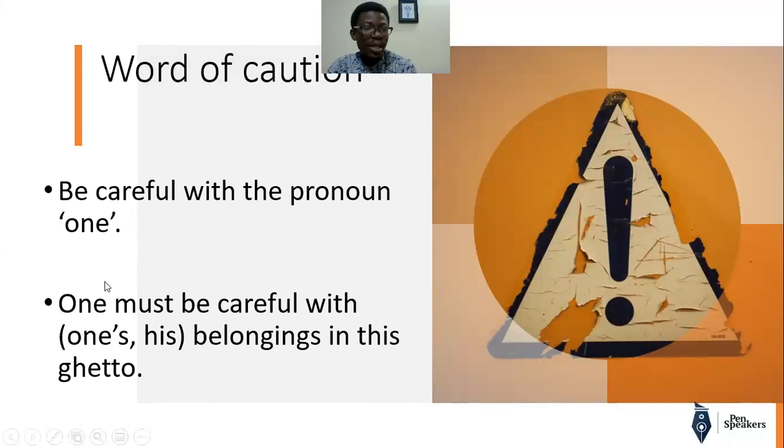It says, one must be careful with dash belongings in this ghetto. You don't say, one must be careful with his belongings in this ghetto. Rather, you say, one must be careful with one's belongings in this ghetto. So that's a simple rule. When you have one, even if it's a room full of only one gender, in this example, we have only male, you simply say one. One is one. You maintain one all through.